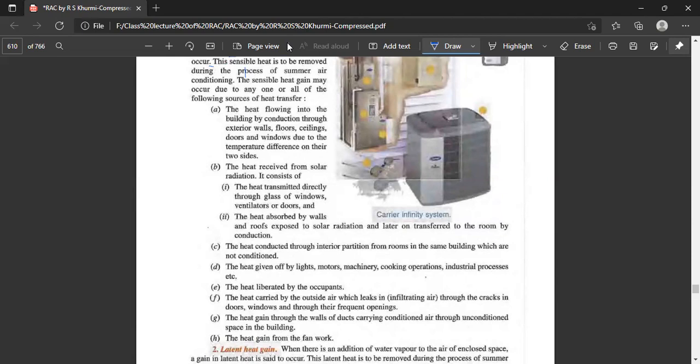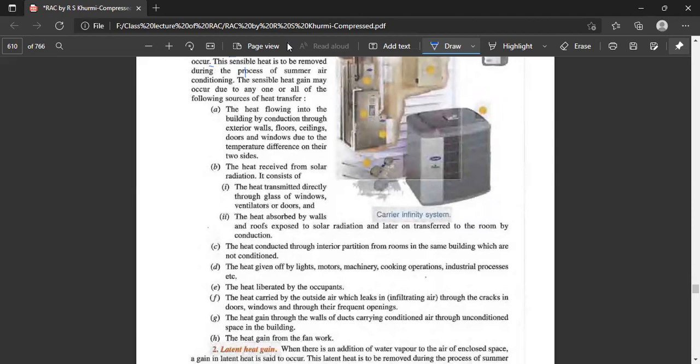The heat transmitted directly through the glass of the windows and ventilators. Heat absorbed by walls and roofs. Heat conducted through interior partitions from room to room inside the building. Heat given off by lights, by motors, machinery, etc. Heat liberated by the occupants, and the heat carried by the outside air that leaks in as infiltrating air through the cracks in the doors, windows, and through their frequent openings.